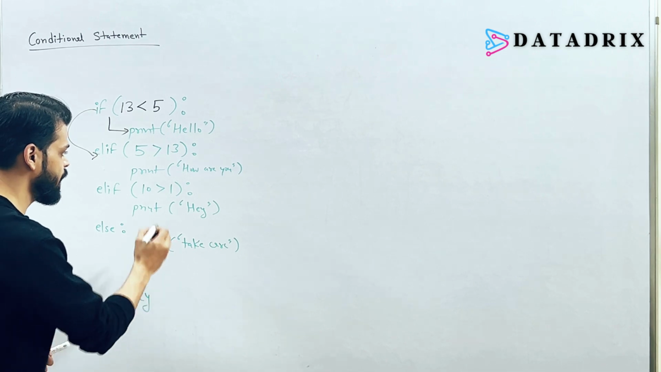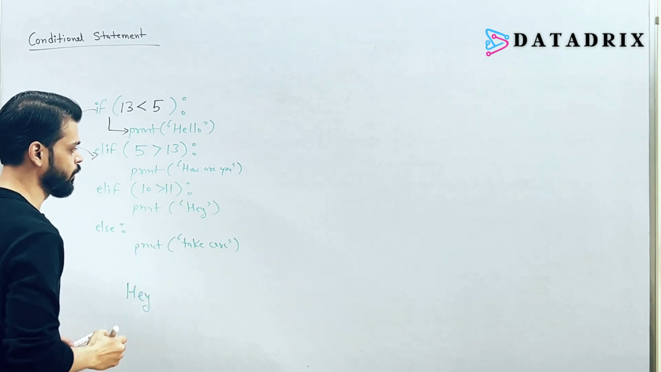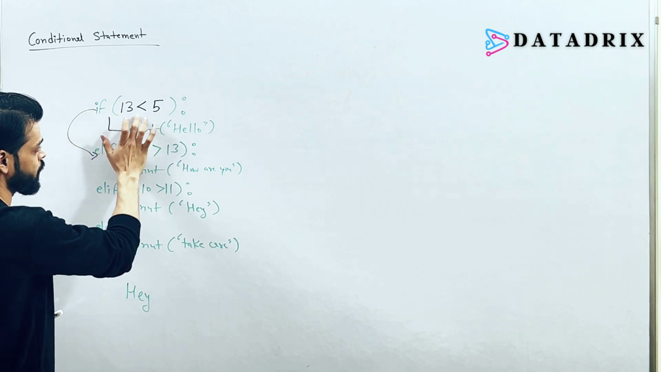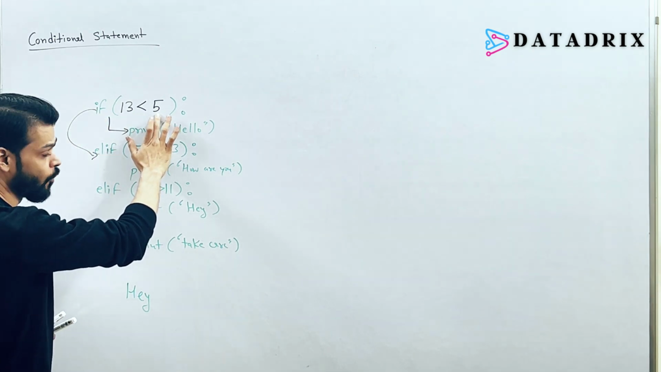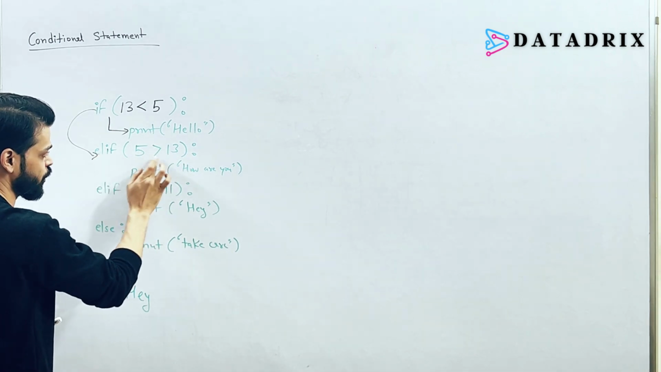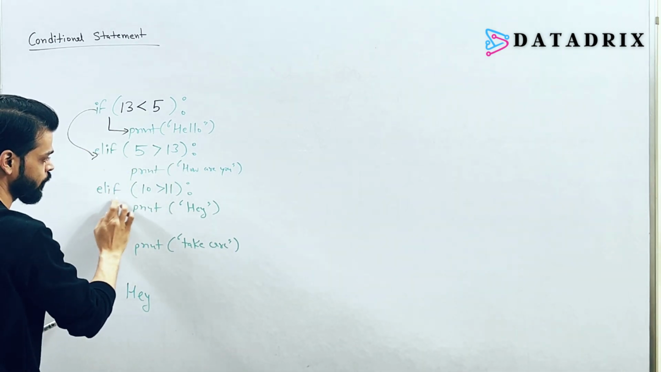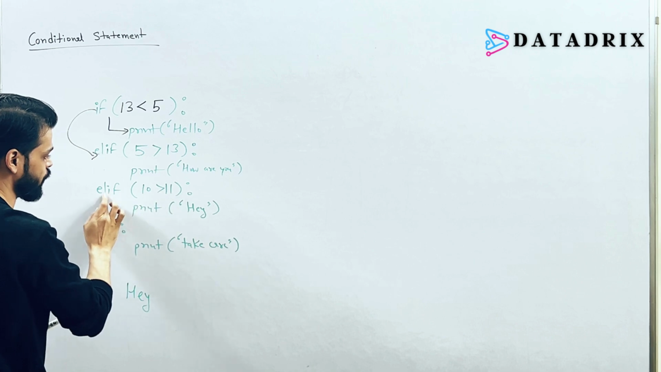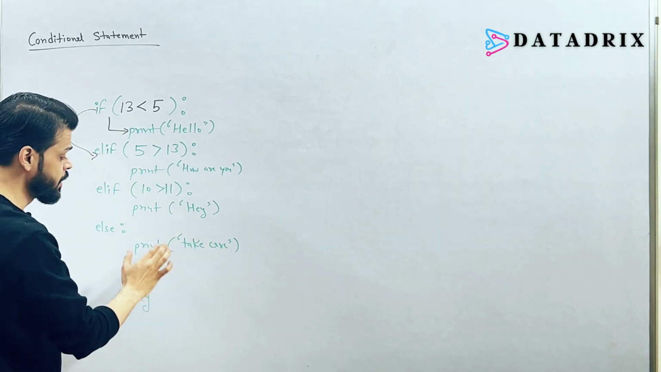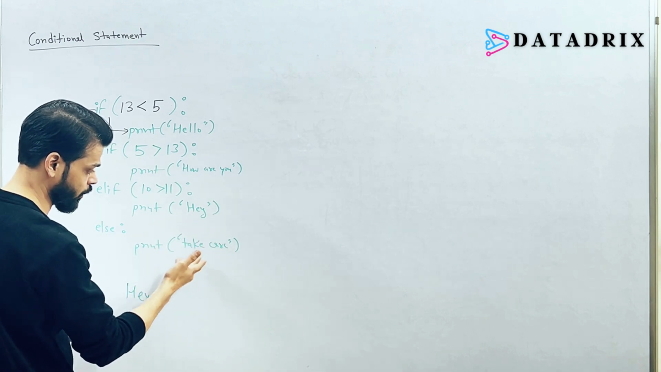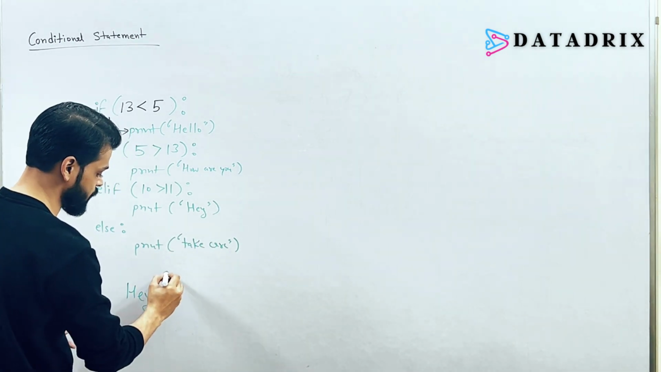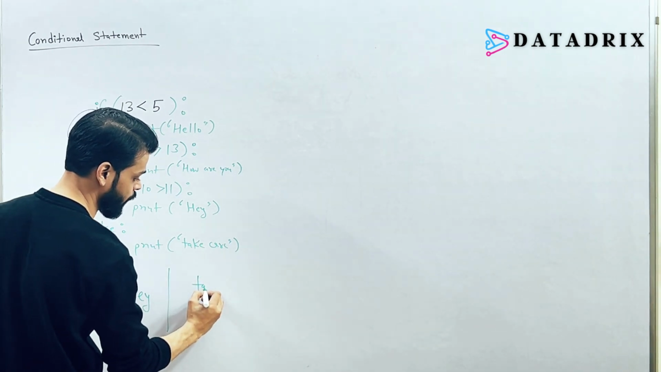Now suppose we have 11 here. Now, how exactly this will work in this case? First, it will check for this 13 less than 5. Condition is false. It will continue to the next elif. 5 greater than 13. Condition is false. Will continue to the next elif. 10 greater than 11. Condition is false. Now it will directly execute the else statement. In that, what we have taken in this condition, we have considered print take care. So in this case, this will print only take care.